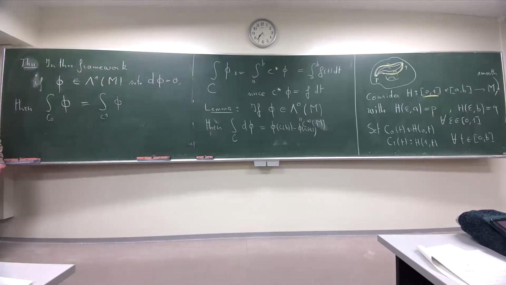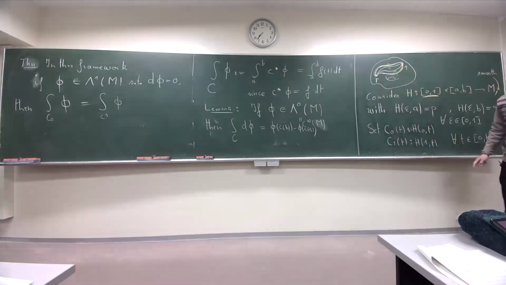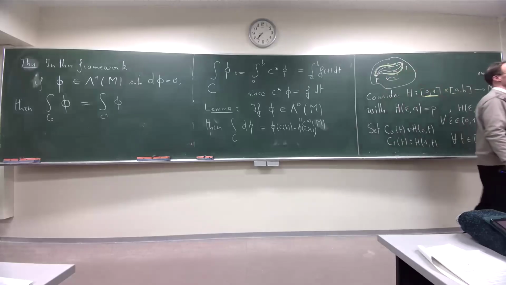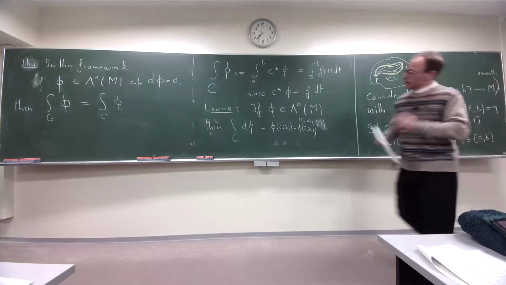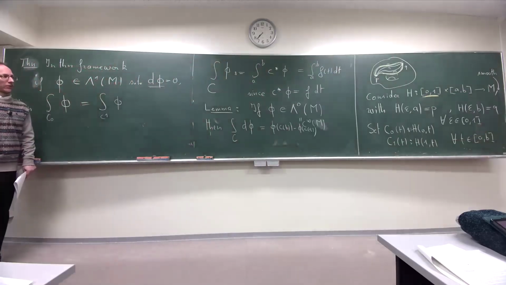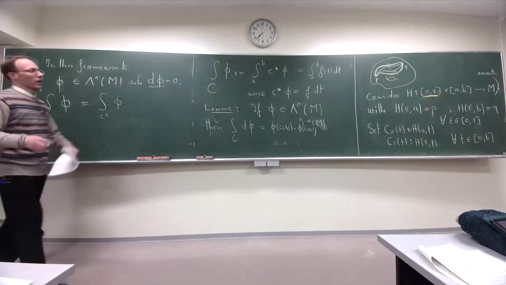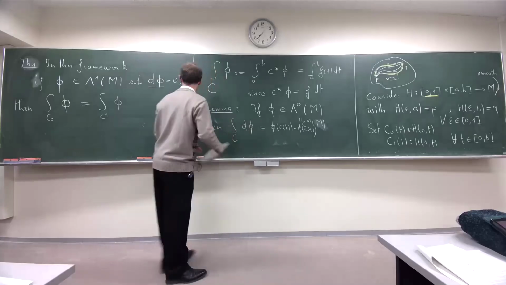So what does it mean? It means that these integrals are independent of the chosen path. You could think that the second theorem is a consequence of this lemma, but be careful, it's not always the case. Why is it not always the case? Some of these phi satisfying this are of the form. Okay, I should use a different letter.